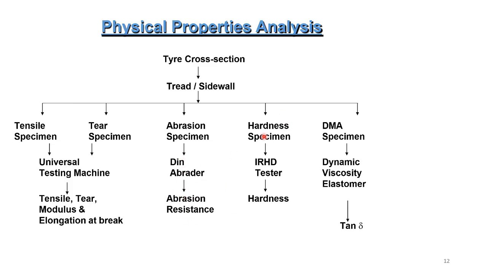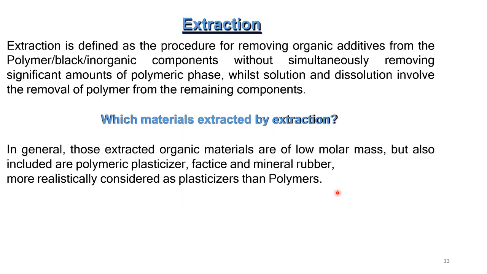Then the hardness specimen can be tested using the IRHD tester. It gives us the hardness of the material. Then the DMS specimen will give us the dynamic viscoelastic properties, or the tan delta value, of the material. Then extraction.